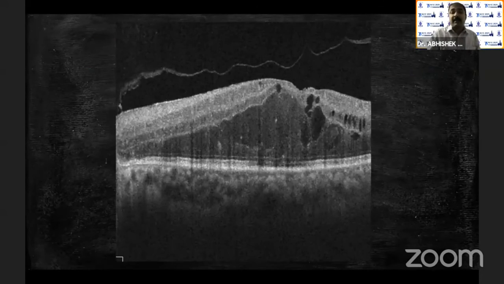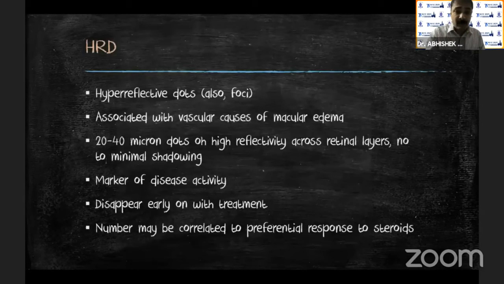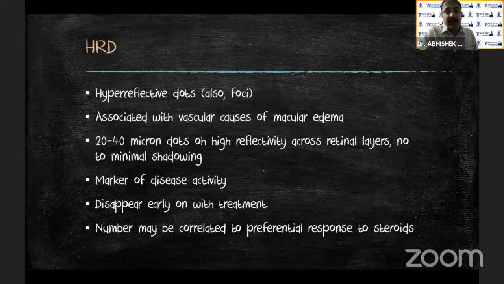It is a biomarker associated with and predictive of ischemia in DME. This is something that is ubiquitous in several diseases of the retina where you have leakage, and it has to be distinguished from hard exudate. These are hyperreflective foci, or dots, as they are sometimes referred to, or sometimes even called spots. HRS, HRF, and HRD are the same thing. They are associated with vascular causes of macular edema, usually in the range of 20 to 40 microns, not more than that. And they have no to very minimal shadowing. They are markers of active disease.